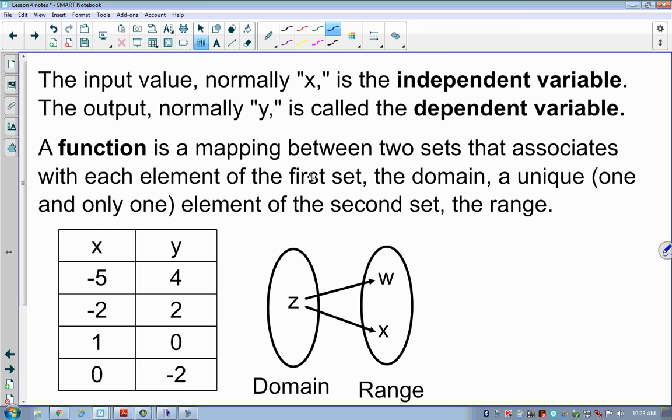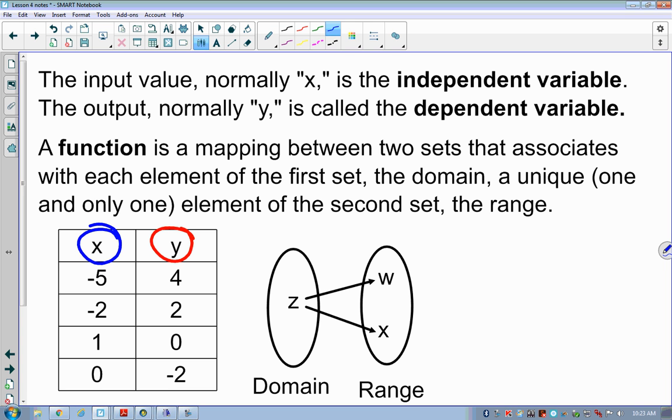Okay? So in this case, look over here. Domain, range. I can input negative 5, I can input negative 2, I can input 1, I can input 0. If I input negative 5, I get 4. If I input negative 2, I get 2. If I input 1, I get 0. If I put in 0, I get negative 2. Now, we could write an equation based upon that and see what the function is. But one thing you have to realize is that in order for this to be a function, each input has to have one unique output.